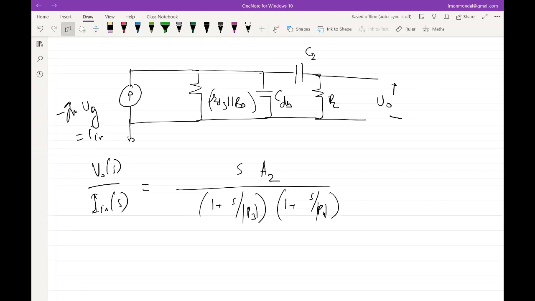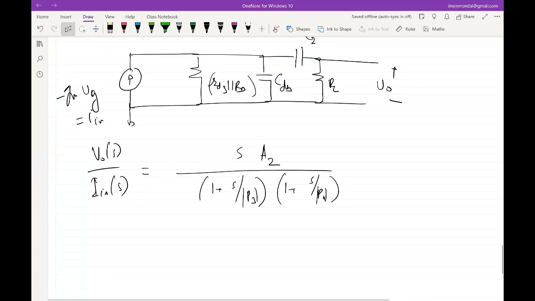So first things first, what will be the unit of A2? Will it be unitless or will it have some unit? Why should it be unitless? Because what is the transfer function that we are looking at here? It is voltage by current. It should have a unit of ohms, right? Okay, fine. So that is a good sanity check to have. But let's concentrate on P3, P4 first.